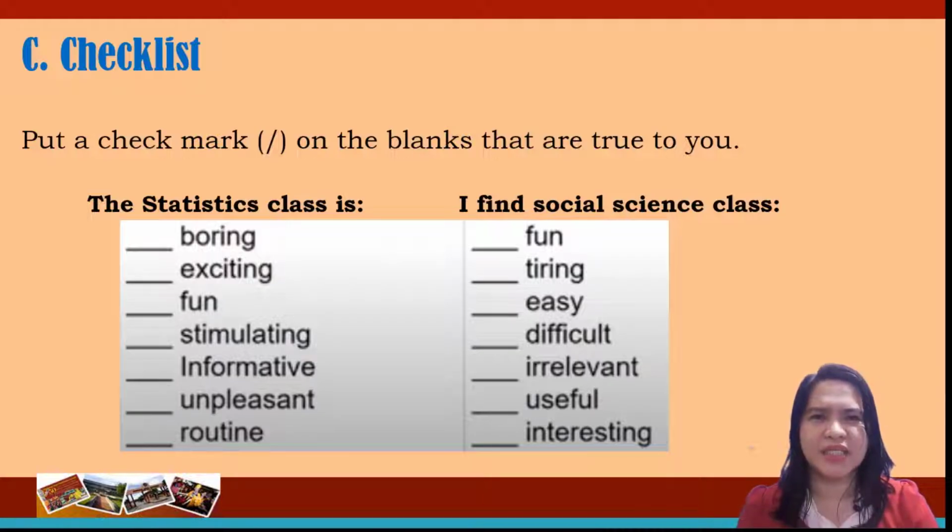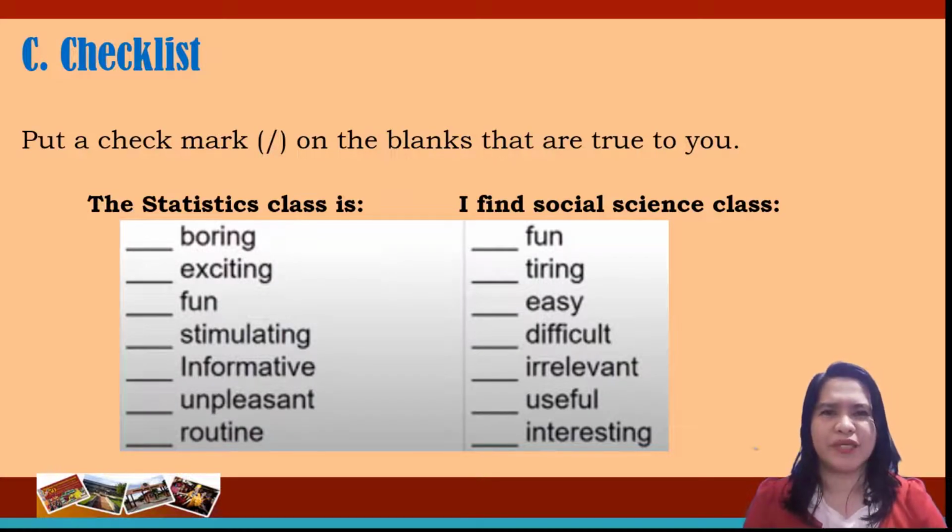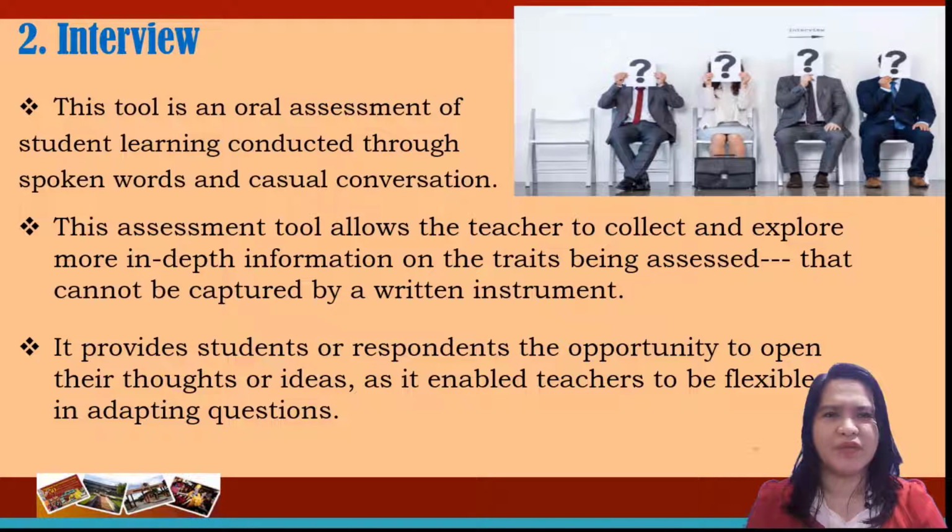Same with the checklist in social science class. Simply put, a checklist is just checking what is present and what is absent on a certain construct or variable. Here's another affective assessment tool. We have the interview.